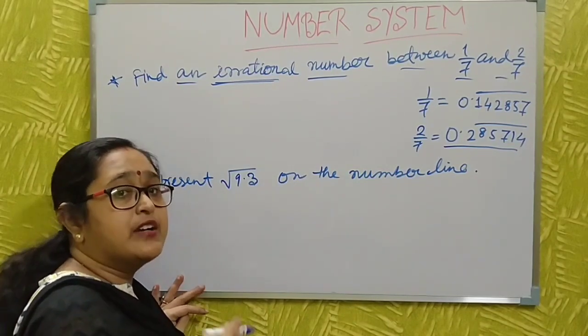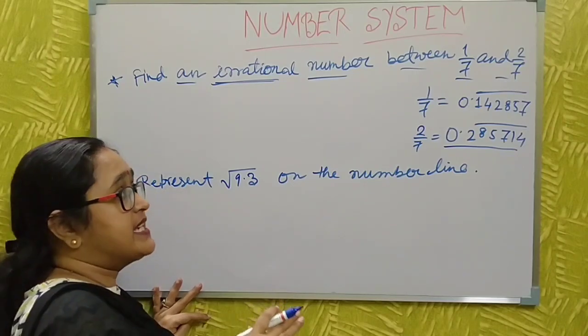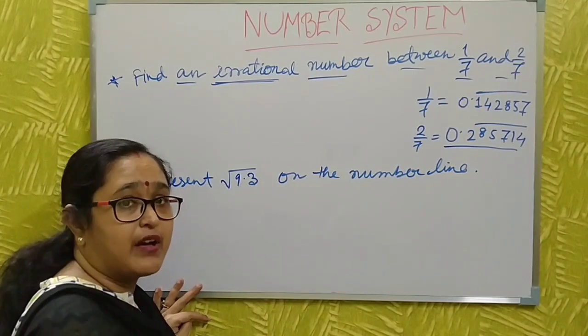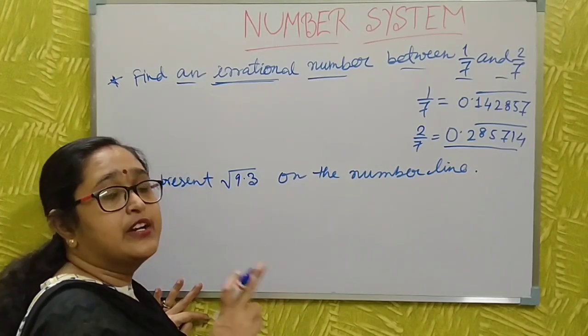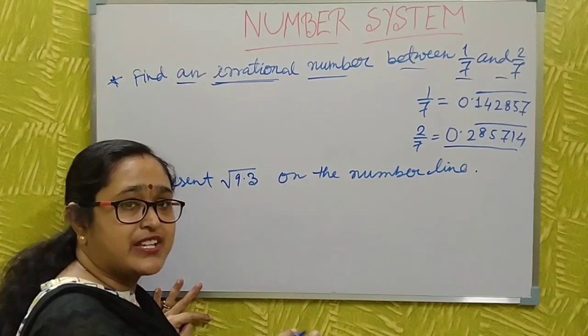An irrational number is non-terminating, non-repeating. The remainder cannot become 0. This is the irrational number. Non-terminating, non-recurring, the remainder cannot be 0. This is the irrational number.